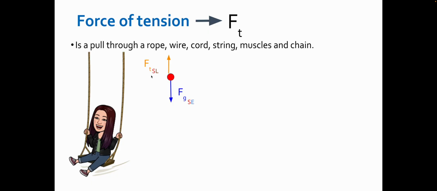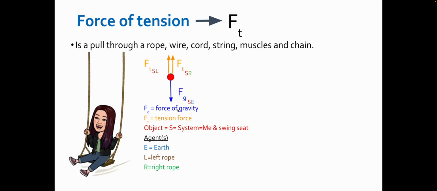a force of tension, because this is a rope, on the swing from the left, and a force of tension on the swing from the right. Because they're two separate ropes, I'm going to have a left force and a right force. Okay, so Fg for force of gravity, Ft for force of tension. The system is me and the swing seat. But notice that there are now three agents: the earth, the left rope, and the right rope.